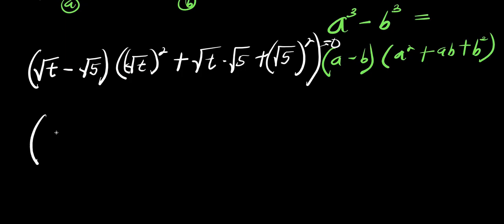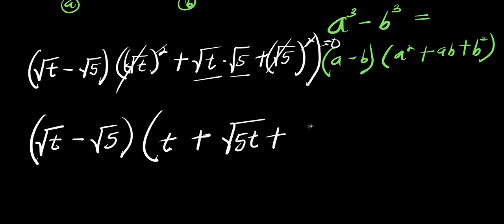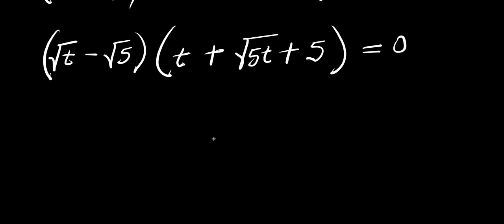So from here, I have square root of t minus square root of 5 times, this cancels, we have t plus root t times root 5. This is square root of 5t, plus, this cancels this, I have 5, and this equals 0. So next step will be to equate each of these to 0. I will equate this to 0 and equate this to 0.